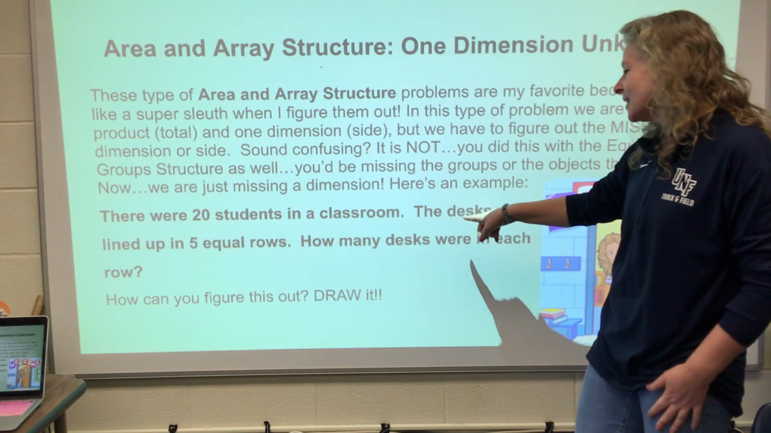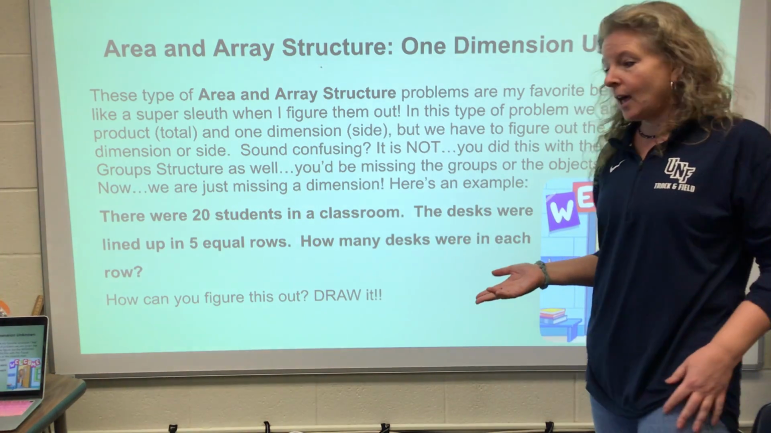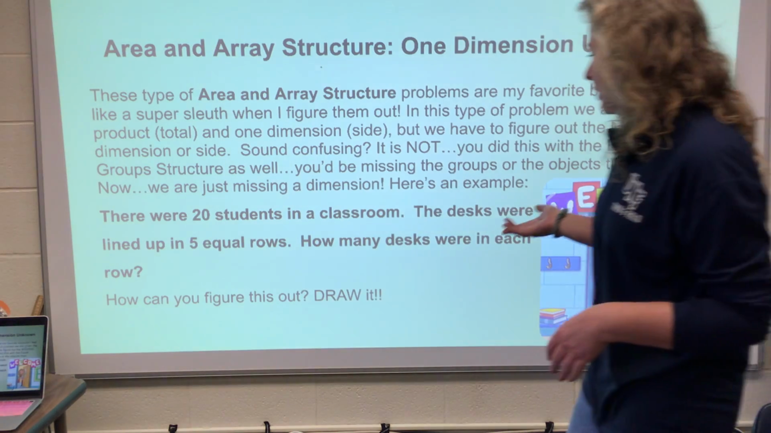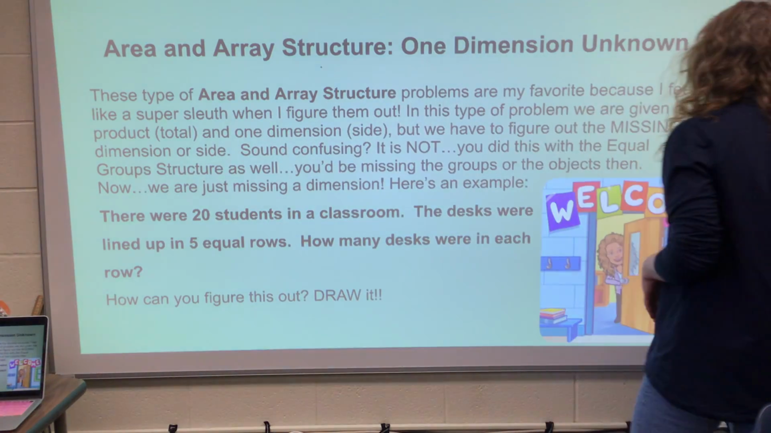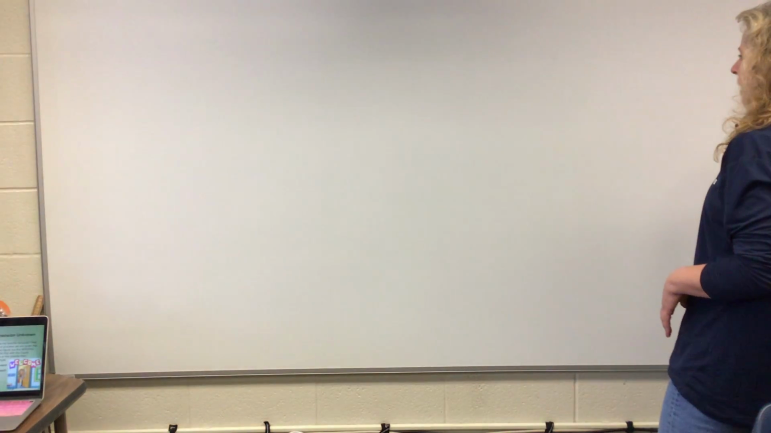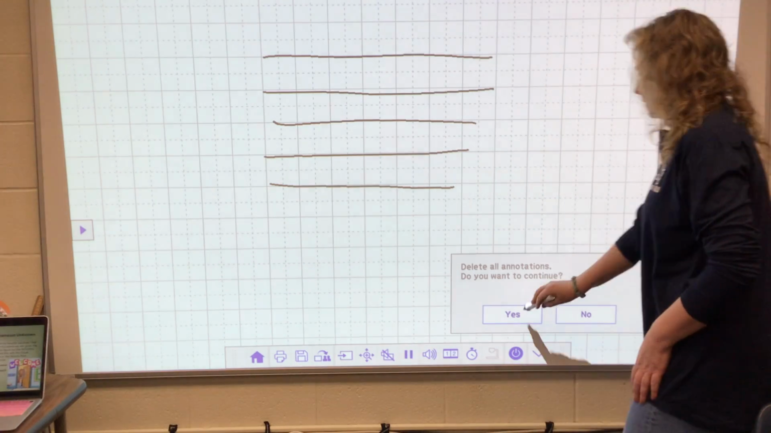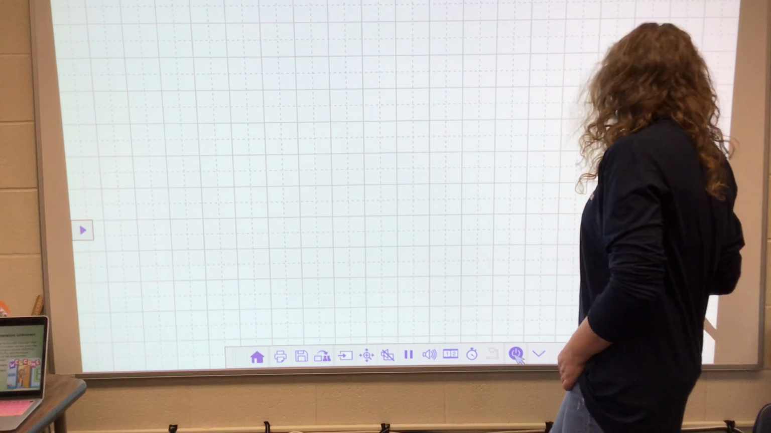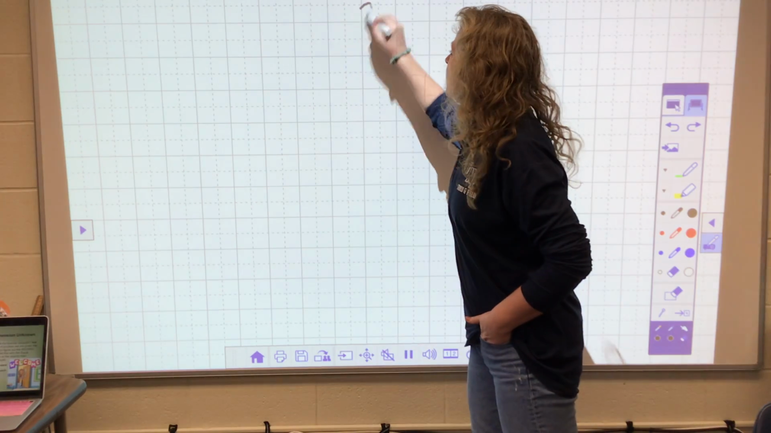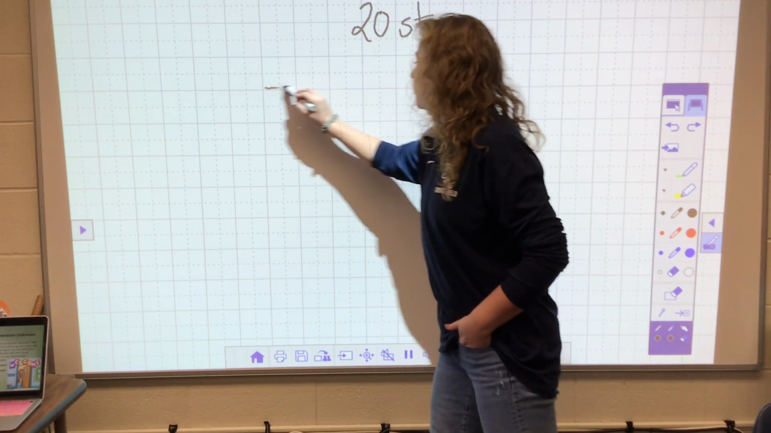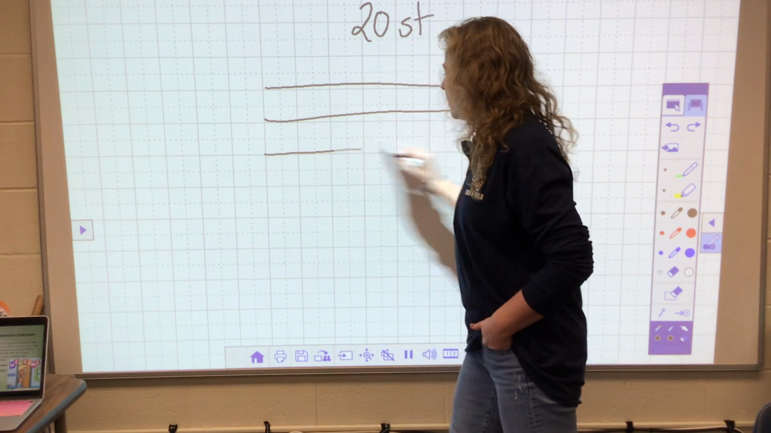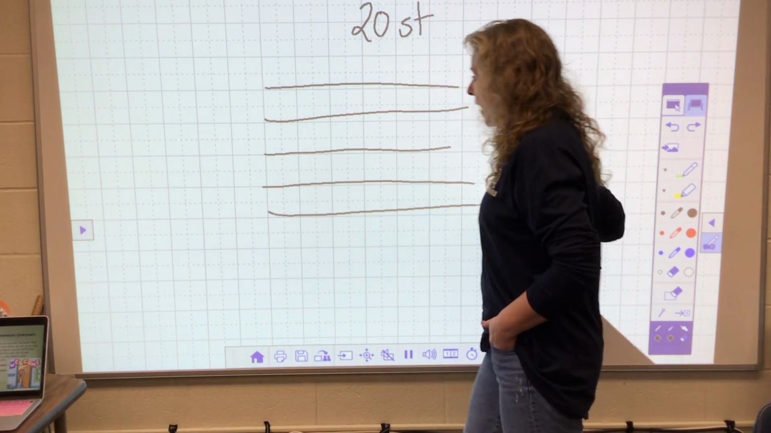There are 20 students in a classroom. The desks were lined up in 5 equal rows. So there were 20 students in the classroom, and there were 5 equal rows. So let's hop over. Oh, still left from last time. There were 20 students, and there were 5 rows. So 1, 2, 3, 4, 5 rows.